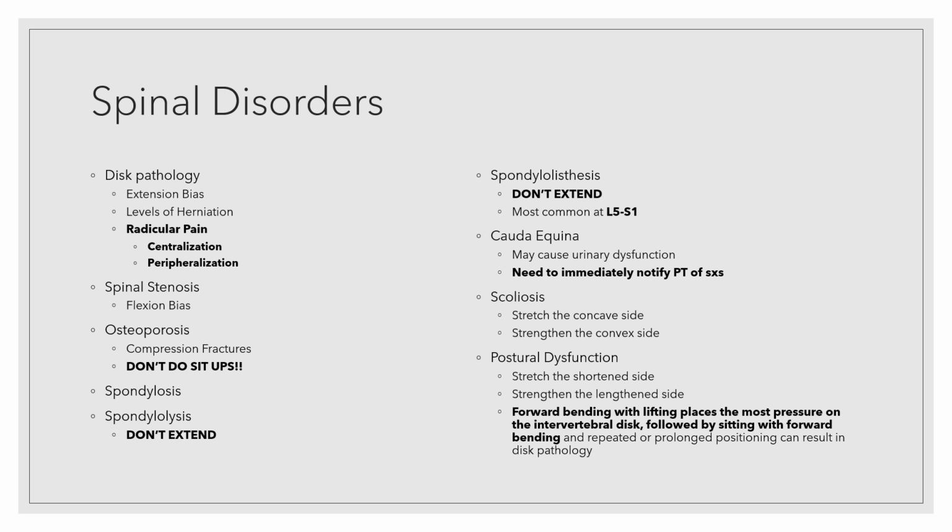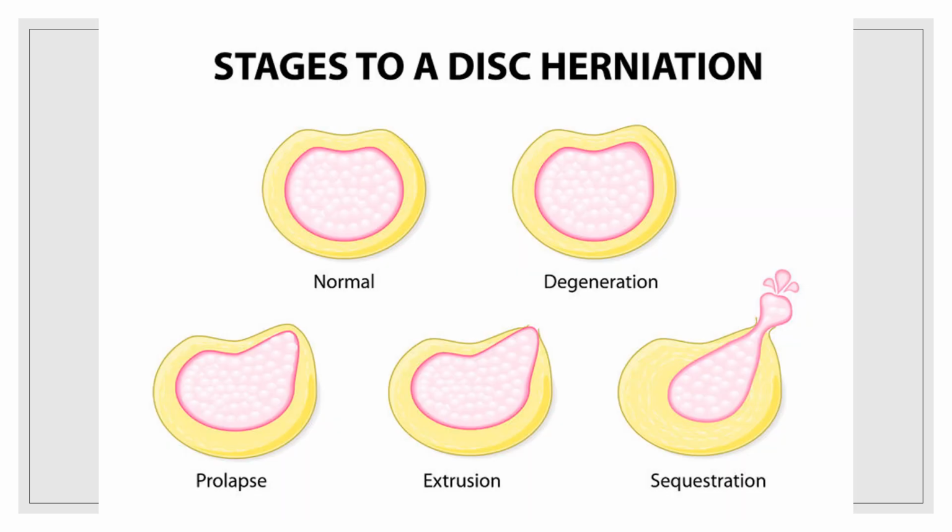All right, so looking at our stages of a disc herniation, a normal disc is going to have the annulus fibrosus completely intact with the nucleus pulposus in the middle. As a disc deteriorates, we move to disc degeneration, where the annulus fibrosus doesn't have that nice concentric shape anymore, and it's kind of stretched out a little bit more if you look on the right side of that image. Progressing from a degeneration, we move to a prolapse, and that's where the nucleus pulposus is going to insert into the annulus fibrosus, but not extend to the perimeter.